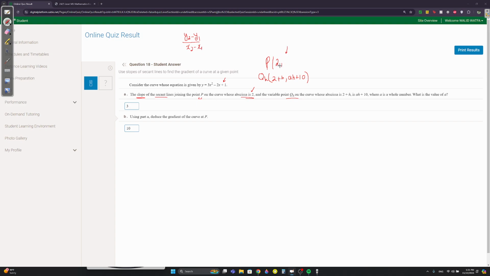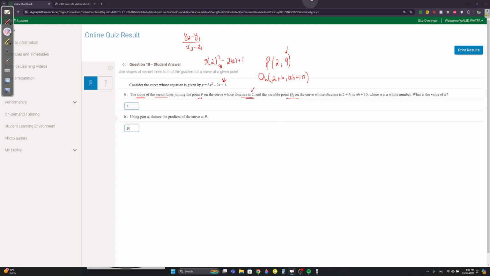Let's find the y for 2, for this P here. We can just substitute 2, right? So you're going to get 3 times 2 squared minus 2 times 2 plus 1. 2 squared is 4, 4 times 3 is 12, 12 minus 4 is 8, 8 plus 1 is 9. Sorry, it's 9, not 7. Okay, so here you put the 9. Now we can just do y2 minus y1 over x2 minus x1.